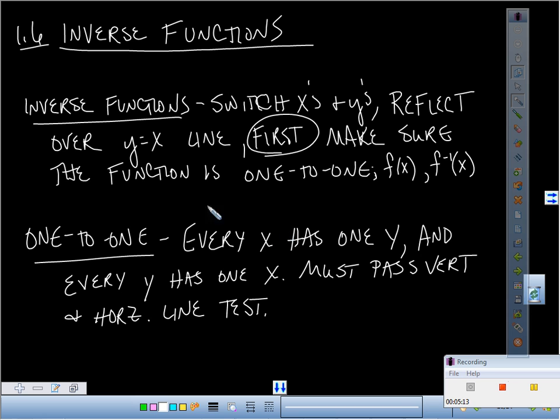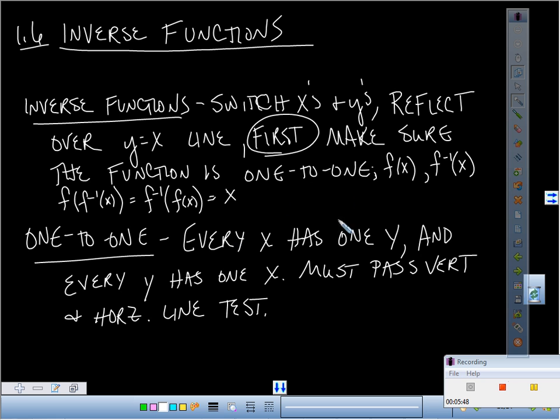Here's something else that's true, because this is the way you're going to have to do it. When I say prove algebraically or show algebraically that these two functions are inverses, you're going to have to show that f of f inverse of x is equal to f inverse of f of x, which are both equal to x.